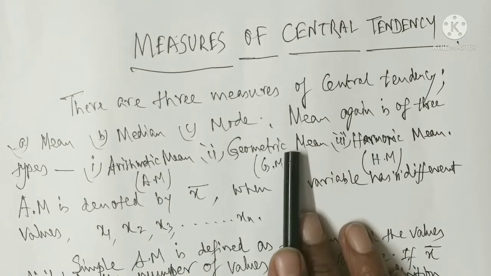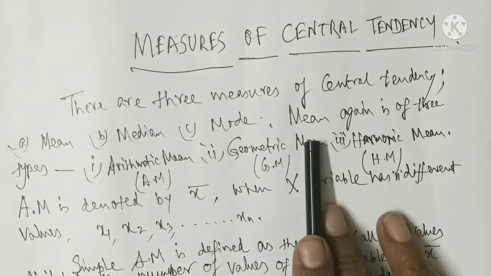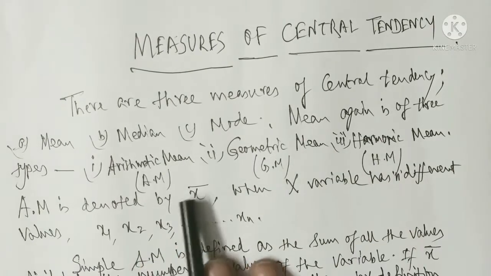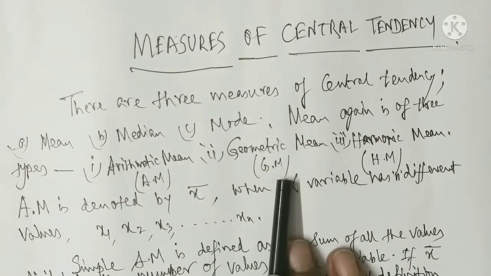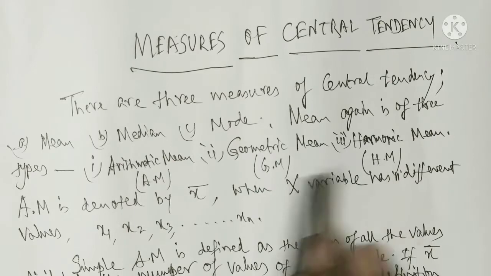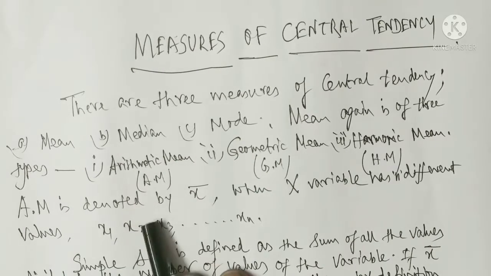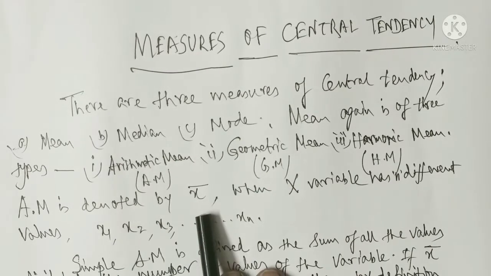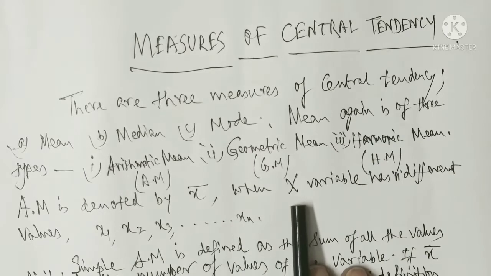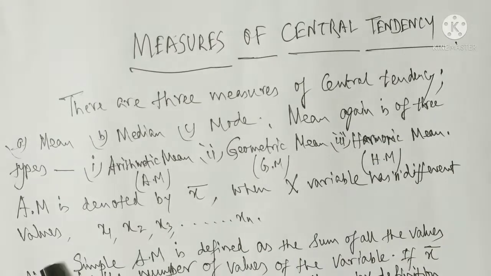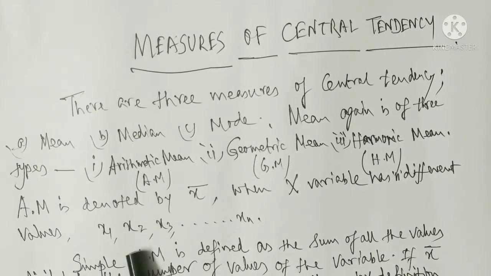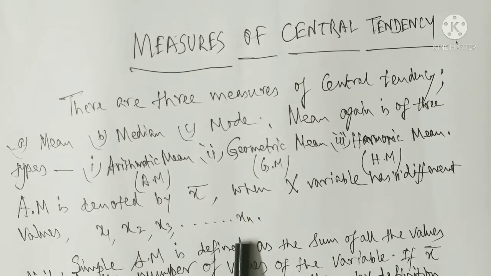Therefore, today we will discuss the mean. Mean again is of three types: arithmetic mean, geometric mean and harmonic mean. Arithmetic mean is denoted by x bar. This is conventional notation. X bar is the arithmetic mean, when variable x has n different values, x1, x2, x3 up to xn.